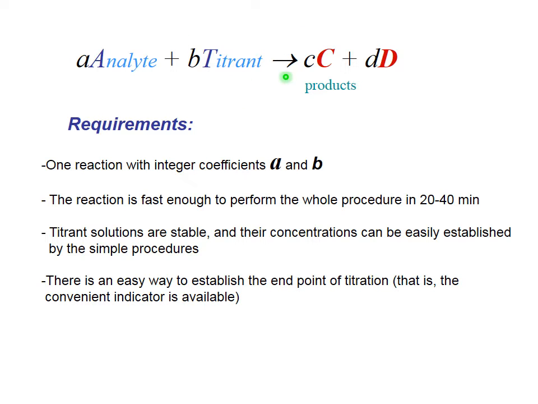This reaction goes to make some products, and we usually do not care much about these products. What is an important requirement is that we have only one reaction, and coefficients A and B are integers, whole numbers. Better 1 or 2. We do not like big whole numbers. So this will be our first and most important requirement for the reaction to be used in titration.